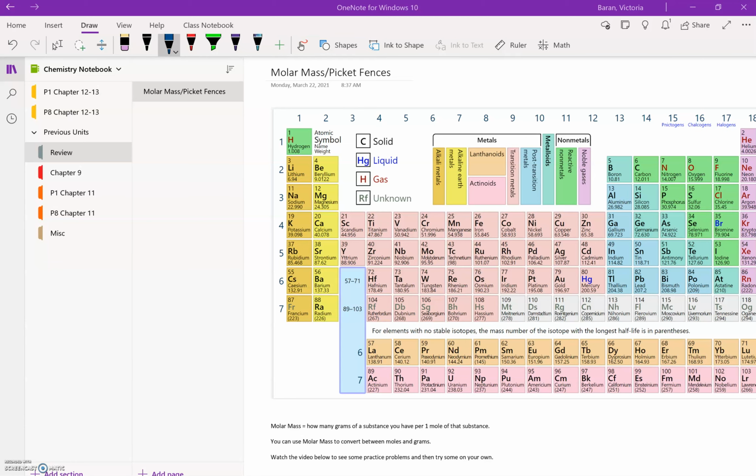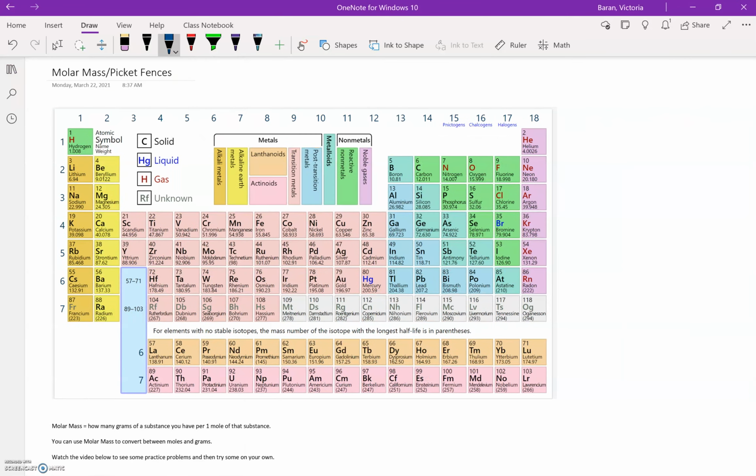Hello, Miss Barron here. So I'm going to be reviewing how to do molar mass, how to calculate that, and then how to use that in picket fences to convert between moles to grams and grams to moles. This is a skill that we have used almost the entire year in chemistry. We use this all the time, but here's just a little bit more review on that.